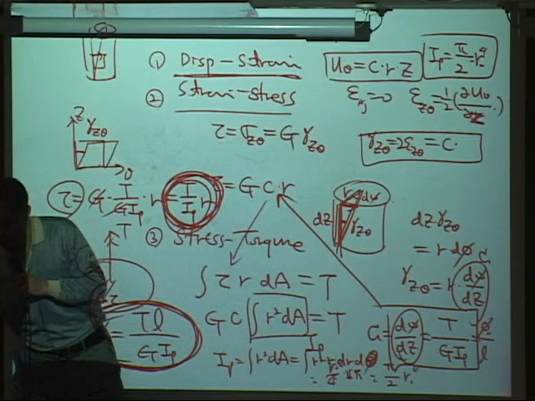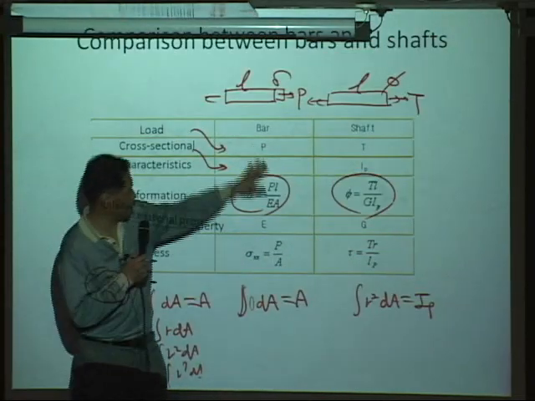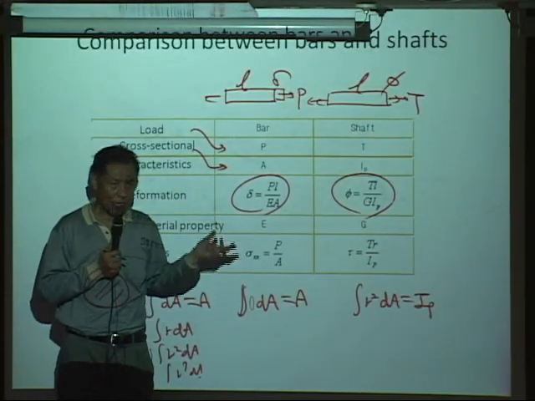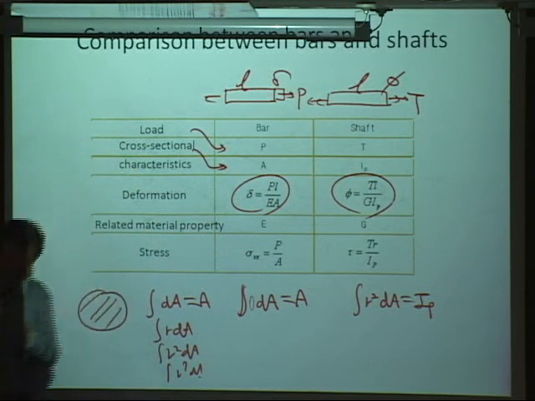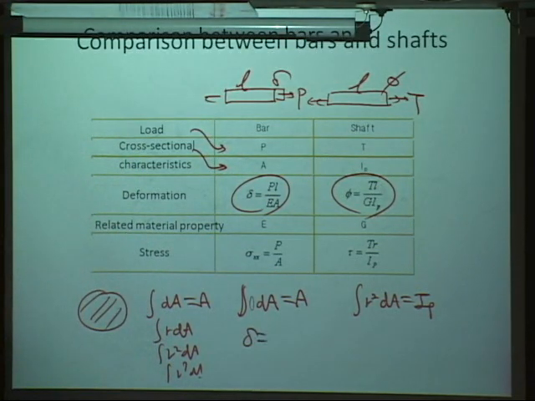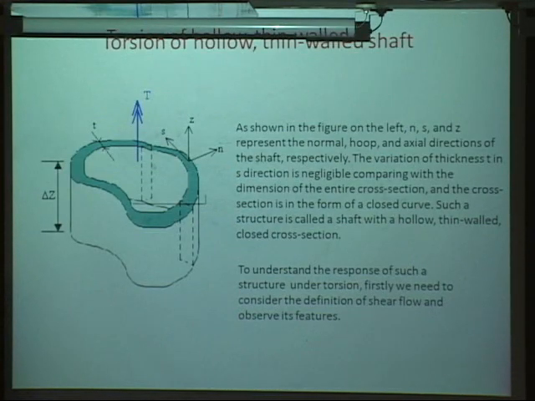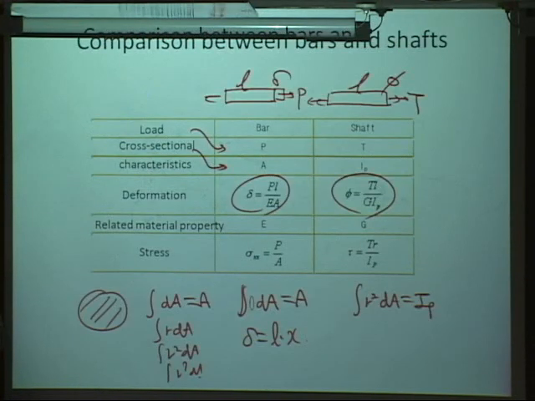Actually, it's the same for this bar. Displacement is simply delta equal L times strain, and we can do it similarly. Now, that is all about the torsion theory.